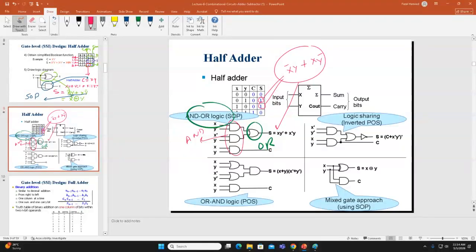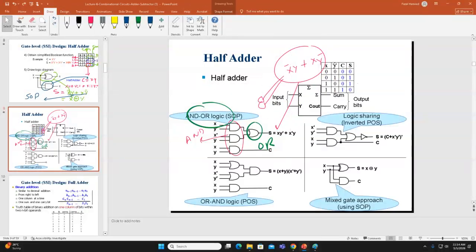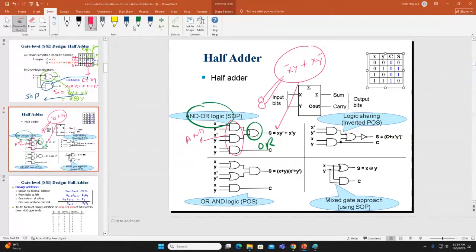Now in the POS implementation, can you see here? So what we are going to do? So now I'm going for the POS implementation. Now this is my POS implementation. In POS implementation, are we interested in logical one or logical zero? Please help me. Yes, logical 0. So we are interested in logical zero.